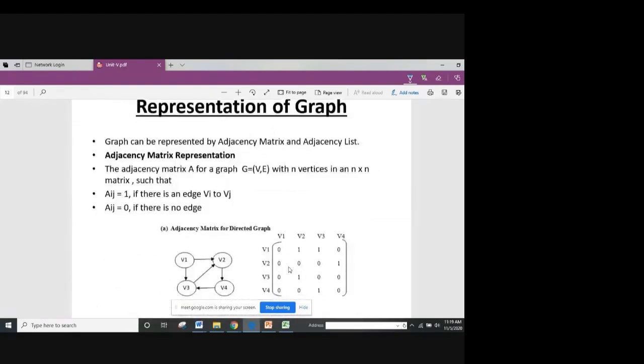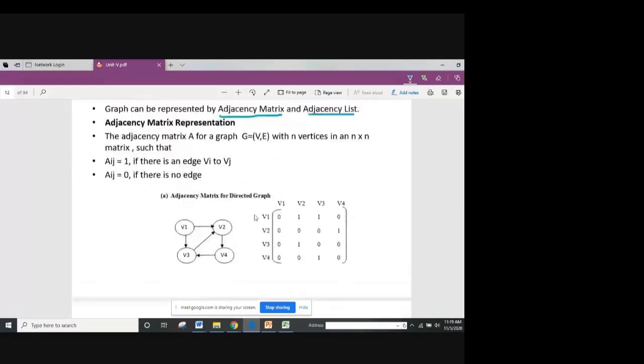Now the representation of a graph is very important. How to represent a graph? A graph can be represented in two ways. One is adjacency matrix, another one is adjacency list. Adjacency list will be going with a linked list, and it will keep on going. But normally we'll take the adjacency matrix representation. So how to give the adjacency matrix representation for a directed graph?